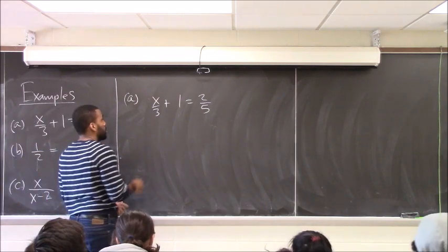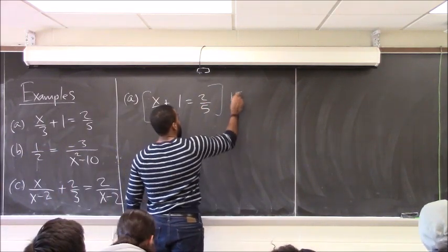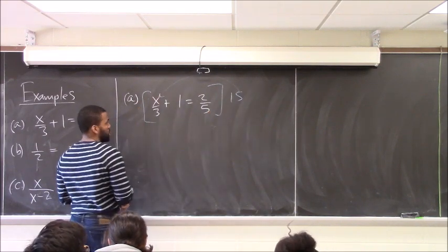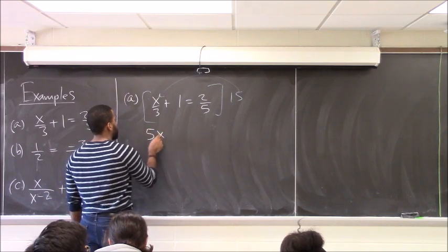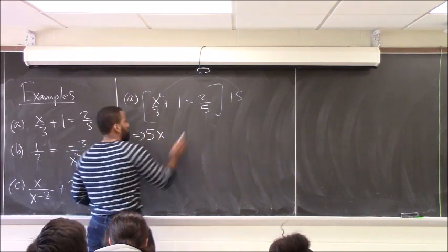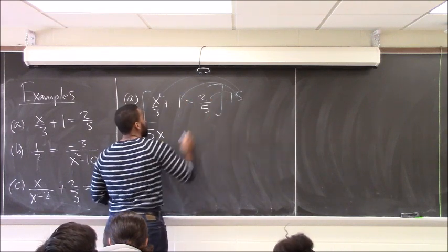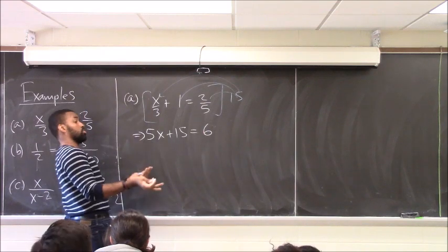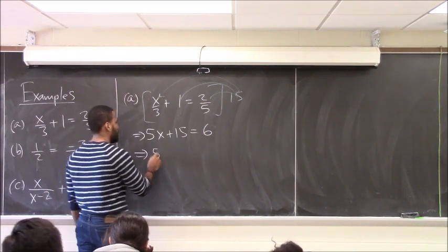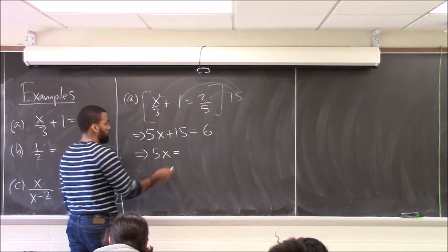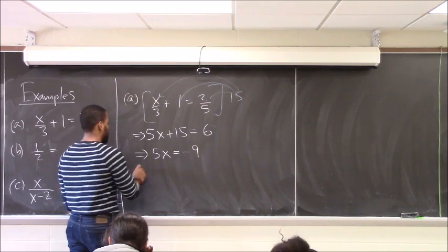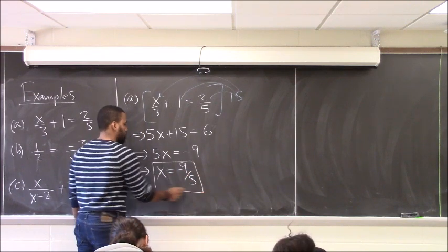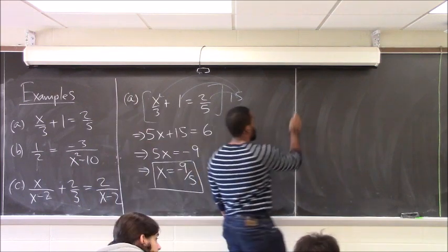So we can essentially multiply the entire thing by 15. The 15 times this, the 3 is going to cancel into the 15, leaving you with 5. And of course 15 times this is going to give me 15, 15 times that will give me 6. So now it's just a regular linear equation. So we isolate the x, that's what we do with linear equations. So I'm going to subtract 15 from both sides and divide by 5. So nothing really new there.